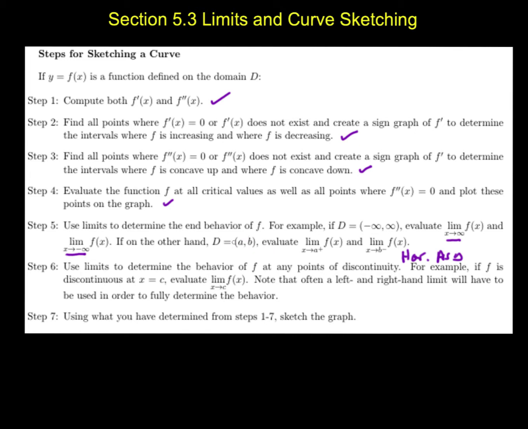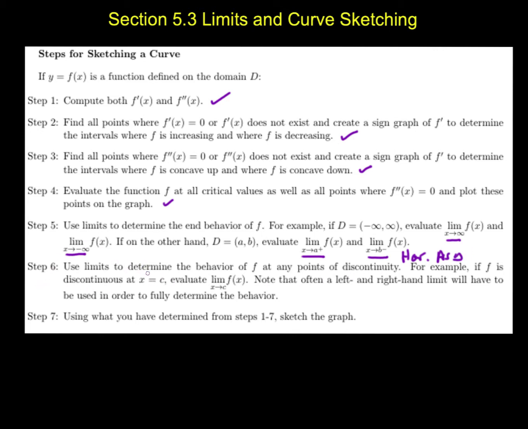However, if we had a bounded domain, well, we still would look at the endpoints, but now we'd look at the limit as x approaches a from the right, since that's the left endpoint, and the limit as x approaches b from the left, since that's the right endpoint. Again, if those limits exist, we've got horizontal asymptotes.